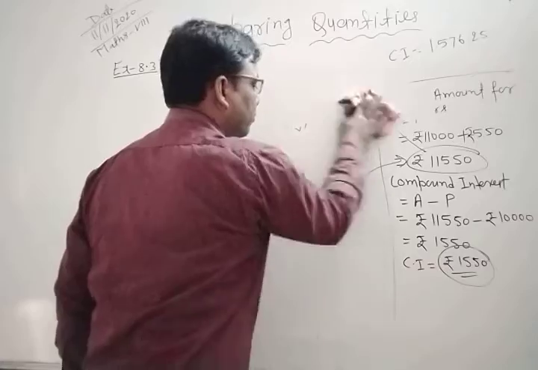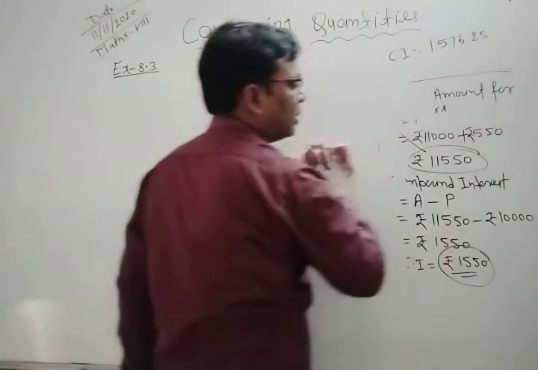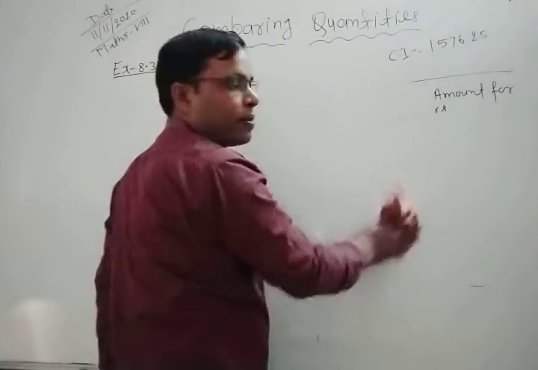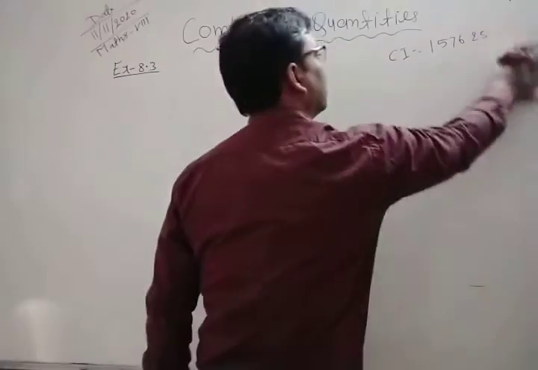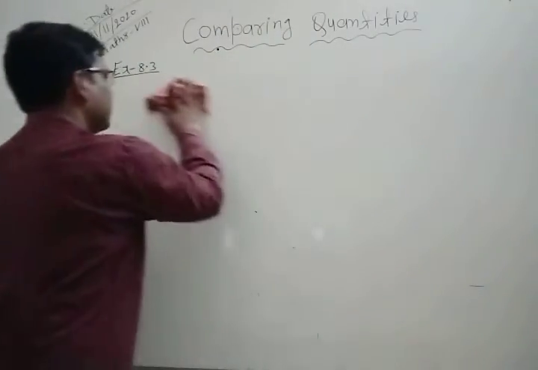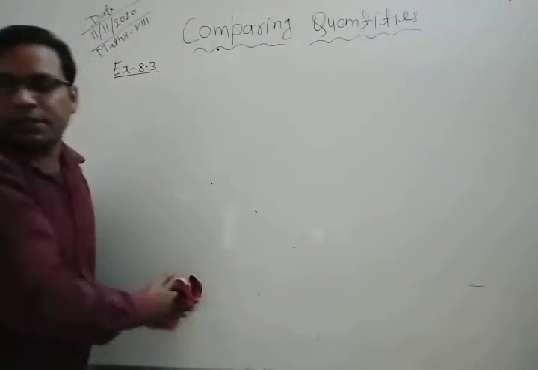So then you know very well, 1 year is equal to how many months? 12 months. So here given 18 months.